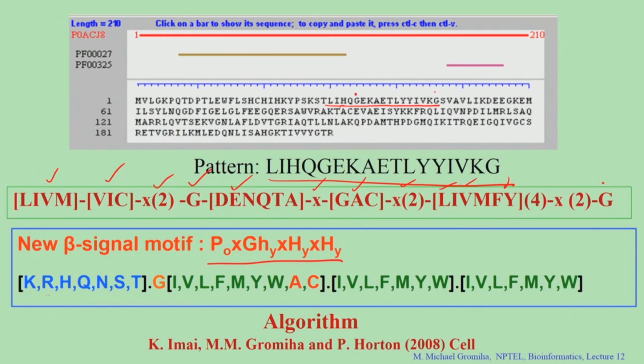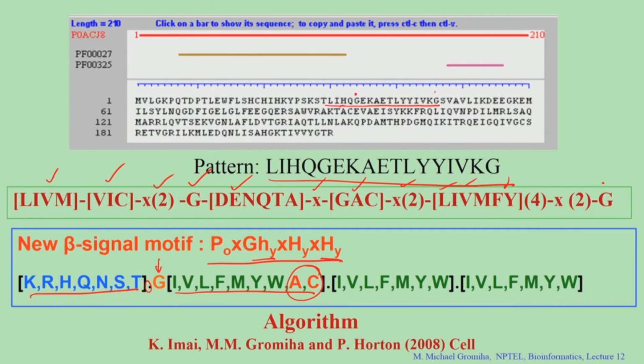So, here PO means polar, so any polar residue, and here there is one x, so put x here, a dot, and G. G is conserved, and HY is any hydrophobic residue, and then any x and hydrophobic, and x and hydrophobic. There is a difference between the small hy and the capital HY. Small hy includes the small residues alanine and cysteine, but capital HY does not include A and C.